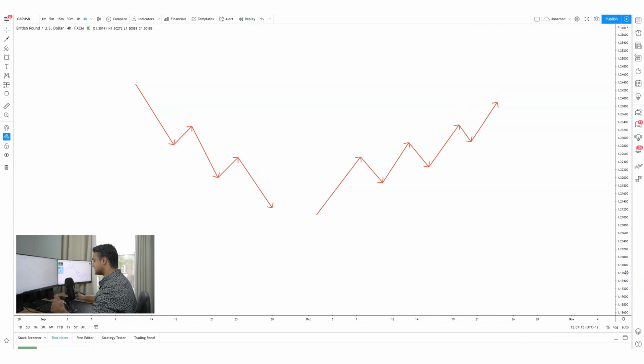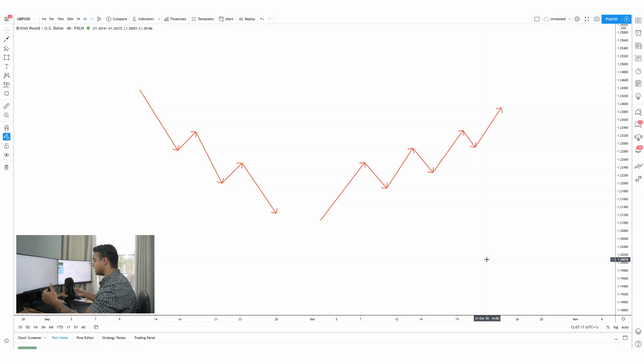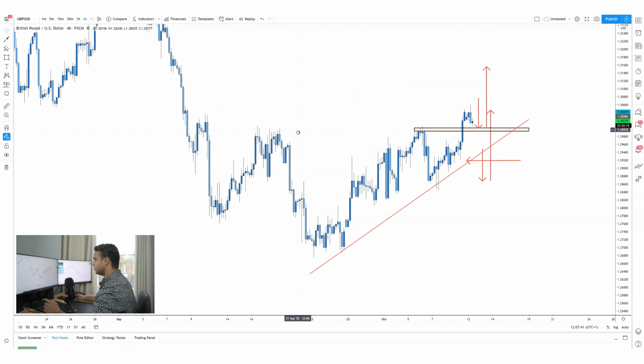Now, I know there's statistics out there that say the market only trends X amount of time, and you must be patient and wait. I agree with it from a high time frame perspective, but as a trader that's been trend trading for a very long time, the market trends every single day. If you don't believe me, go on the 4H time frame, go on the 1H time frame, go on the 30-minute and 15-minute time frames.